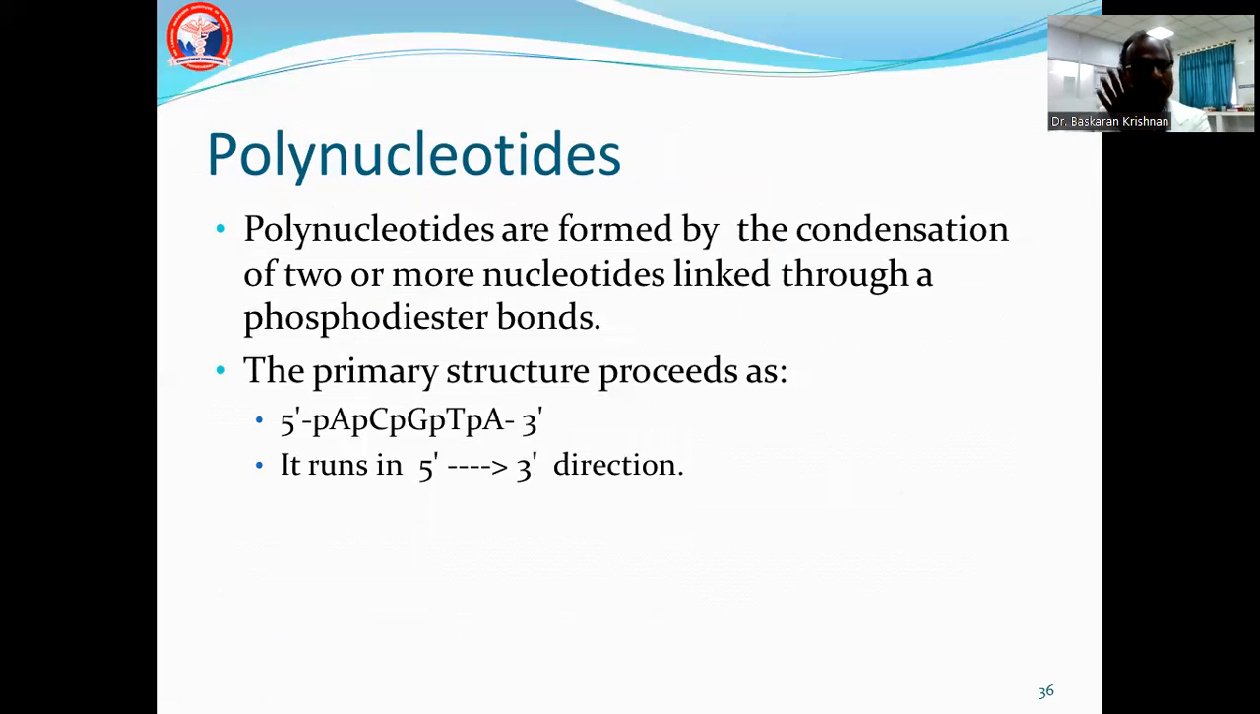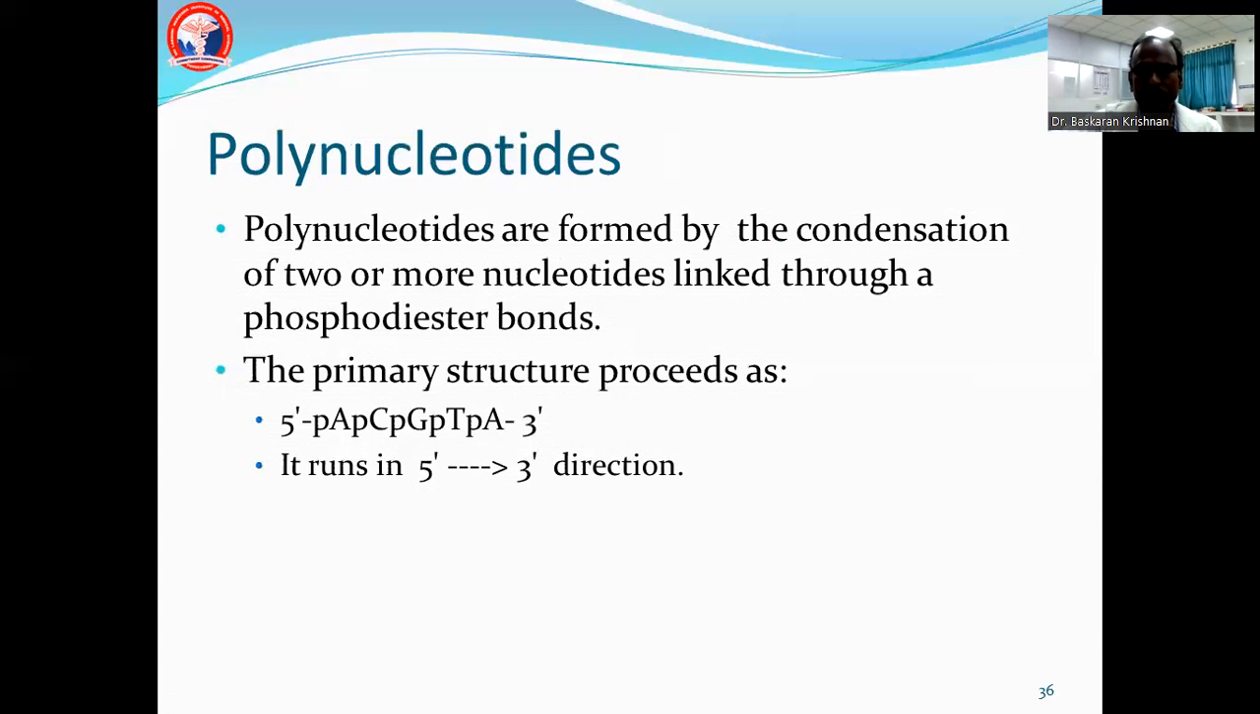Polynucleotides are formed by the condensation or combination of two or more nucleotides linked through phosphodiester bonds. The primary structure or the basic sequence is as follows. This is 5' to 3'. This shows the 5' end has a phosphate, and at the 3' end it's free. This polynucleotide runs in the 5' to 3' direction. It's always written this way.